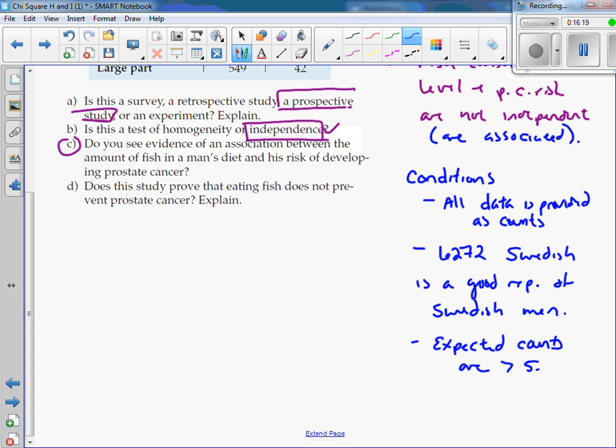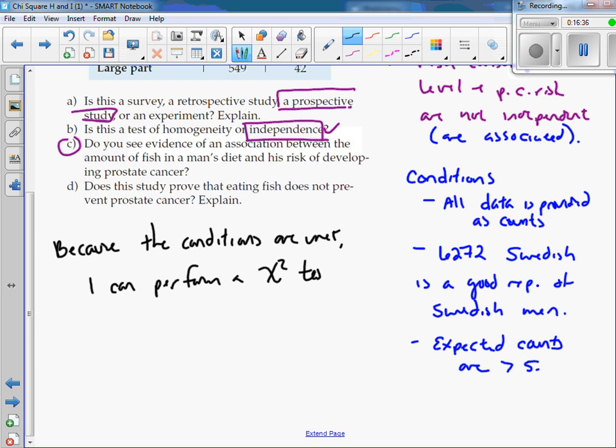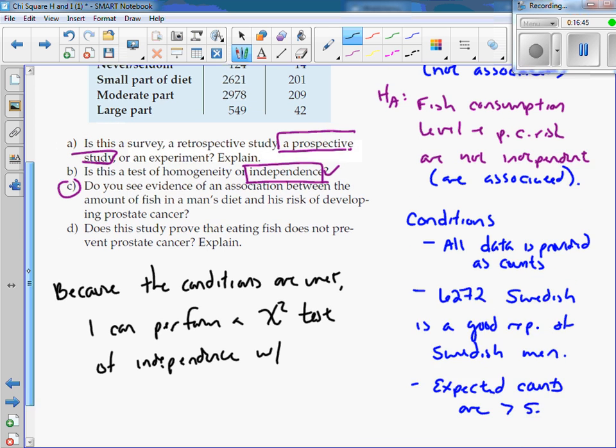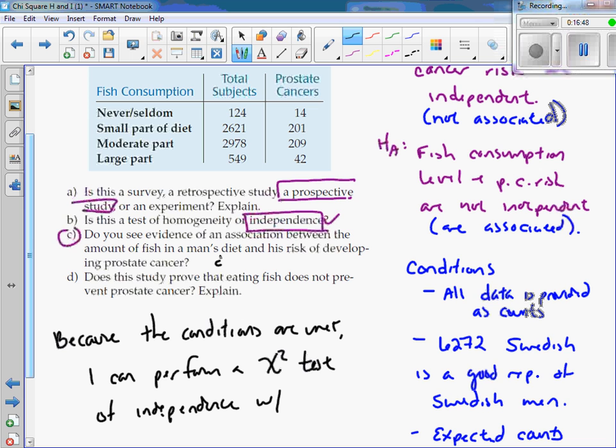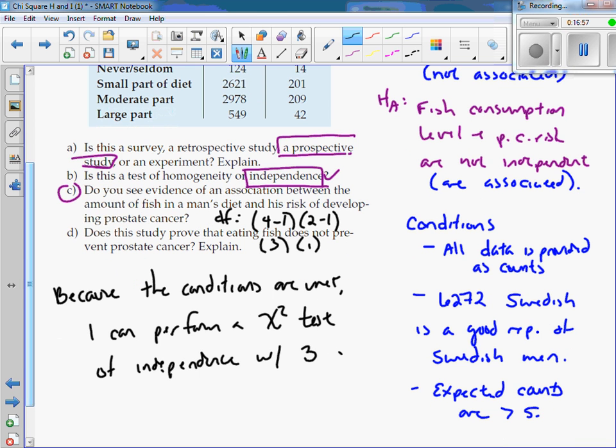So after we've checked the conditions, we're going to write our sentence. So because the conditions are met, I can perform a chi-square test of independence, and the degrees of freedom are rows minus 1 times columns minus 1. So that's going to be 4 minus 1 times 2 minus 1. So that's 3 times 1, which is 3. So with 3 degrees of freedom. Okay. So far, so good.